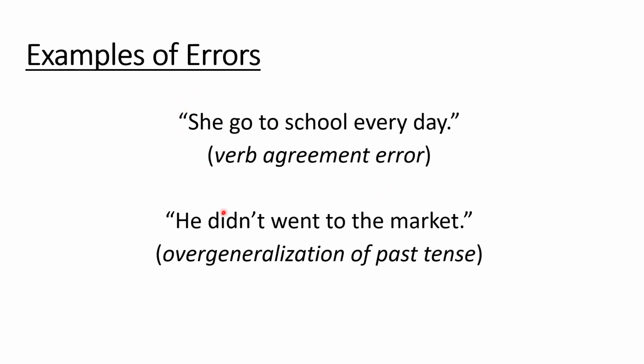Okay. "He didn't went to the market." This is overgeneralization of past tense, where we know that this is supposed to be a past tense sentence, but we overgeneralize the sentence. We change this here, and then we also change it here again.